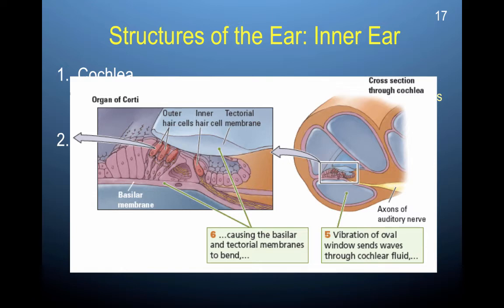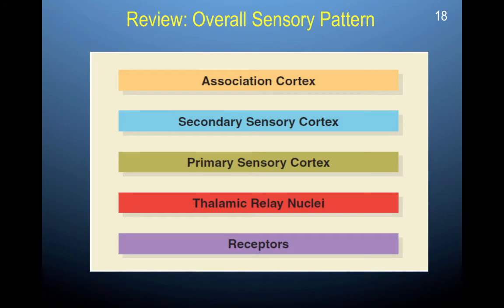And these waves in the cochlear fluid cause the basilar and tectorial membranes to bend, in which these hair cells are embedded. When the tectorial membrane bends, the hair cells bend, and it results in an action potential within the hair cell receptors. So now we have this overall sensory pattern, the same thing that we talked about for vision, applied to auditory information as well. We have our receptors, which are our hair cells.